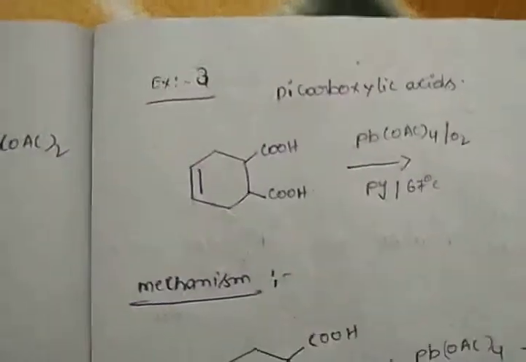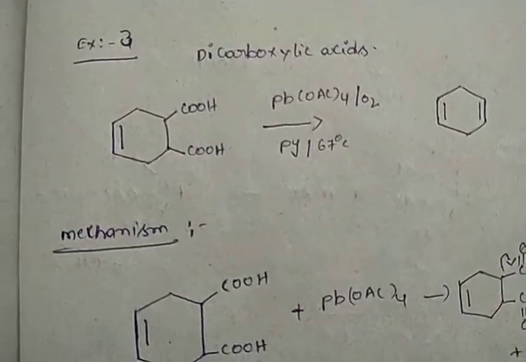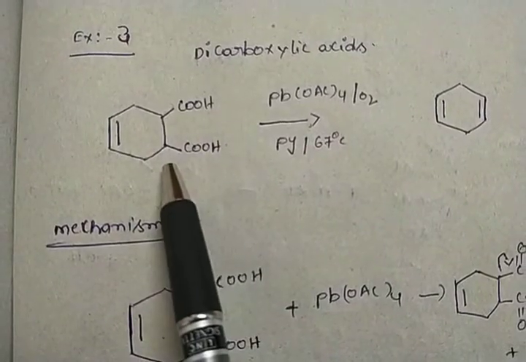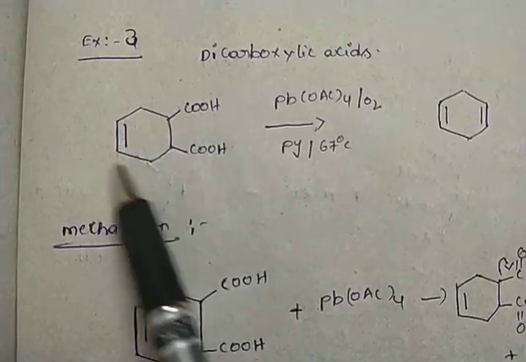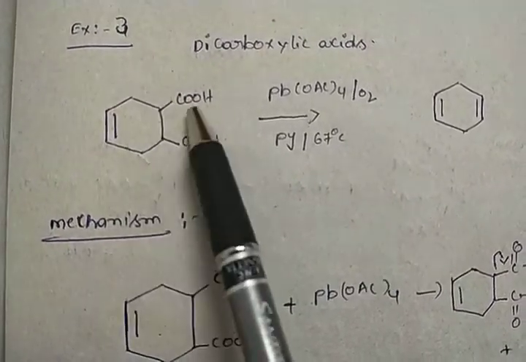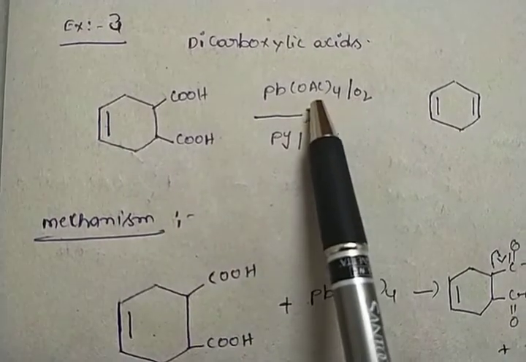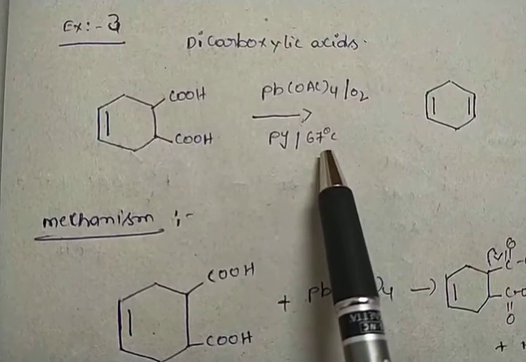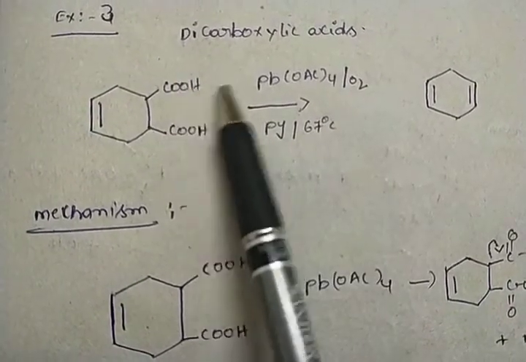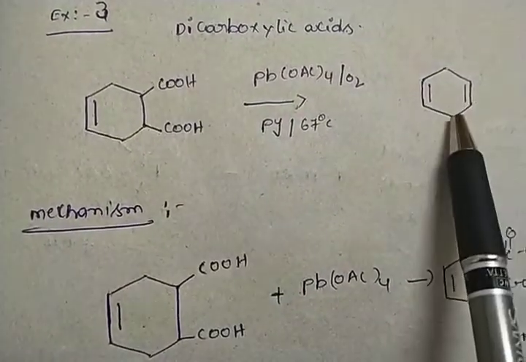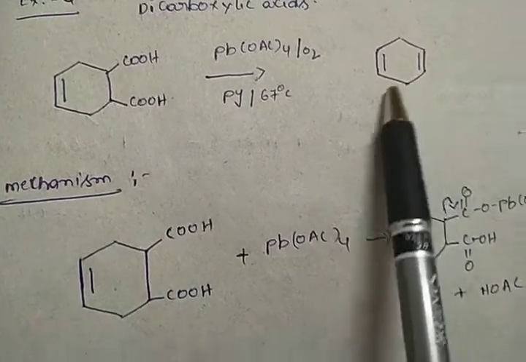Now let us discuss dicarboxylic acids and how we can do the reaction. If you take a dicarboxylic acid, this is cyclohexene dicarboxylic acid. If you take lead tetraacetate, somewhat oxygen is required, a base is required, and temperature is also required. So decarboxylation will take place. The dicarboxylic acid will be decarboxylated and it forms dienes. So how is the mechanism?